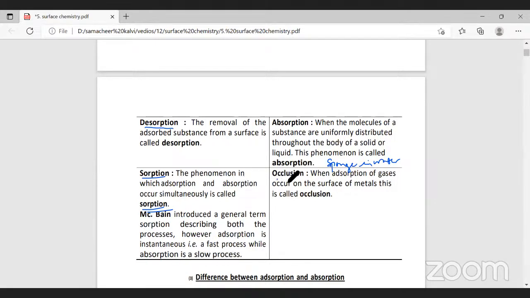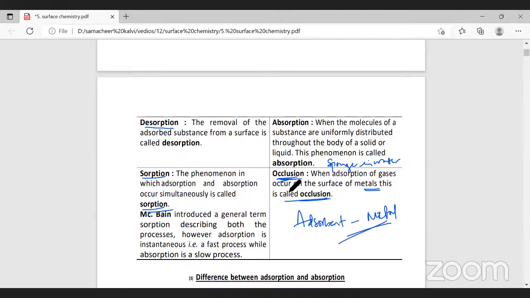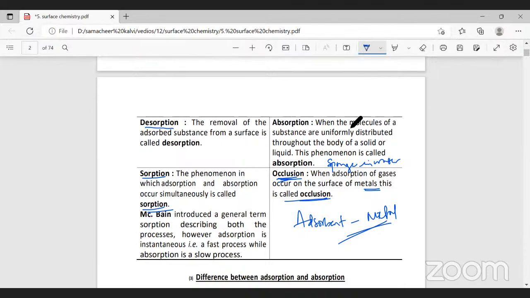Now, the next term is occlusion. When adsorption of gases occurs on the surface of metals, this process is called occlusion. So, if the adsorbent is a metal, then this process will be called occlusion. So a few terms we learned: adsorbate, adsorbent, desorption, absorption, sorption, and also occlusion.